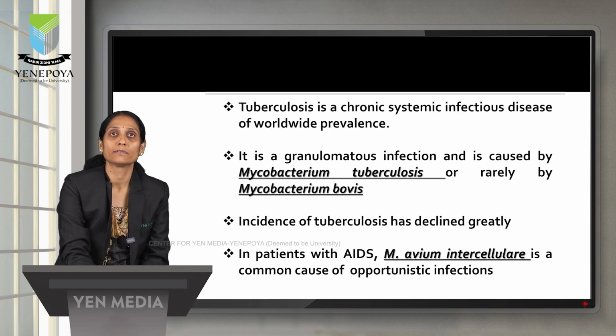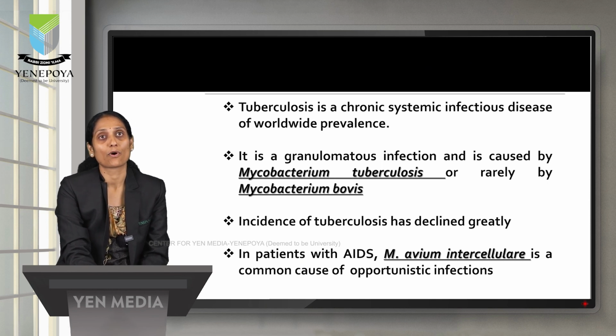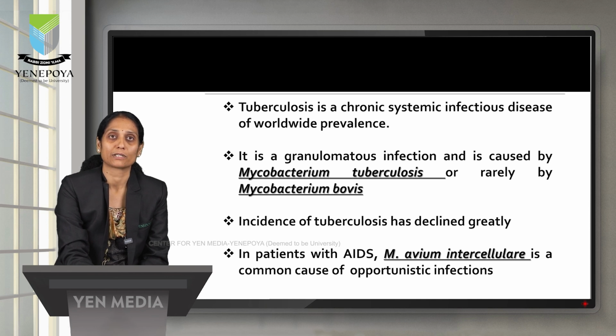Tuberculosis is a chronic, systemic, infectious disease of worldwide prevalence. It is a granulomatous infection and is caused by Mycobacterium tuberculosis, or rarely by Mycobacterium bovis. The incidence of tuberculosis has greatly declined recently. In patients with AIDS, we have seen that Mycobacterium avium intracellulare is the most common cause of opportunistic infection.